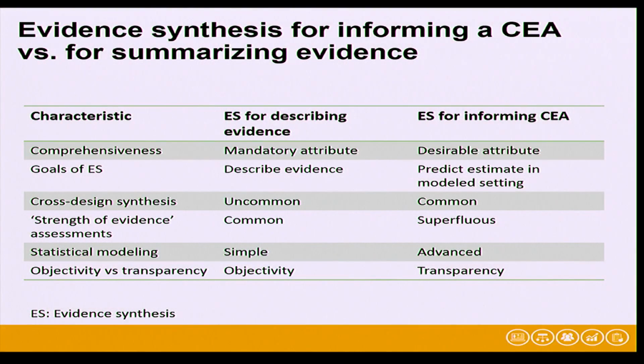Comprehensiveness is a desired attribute, but it is impractical to demand it as a necessary attribute. A cost-effectiveness analysis model has many parameters. It has tens or sometimes hundreds of parameters, and it is impractical to demand a comprehensive evidence synthesis for all of them. The goal of the evidence synthesis is not to describe evidence as in the typical systematic review, but to make a specific prediction in the modeled setting here.